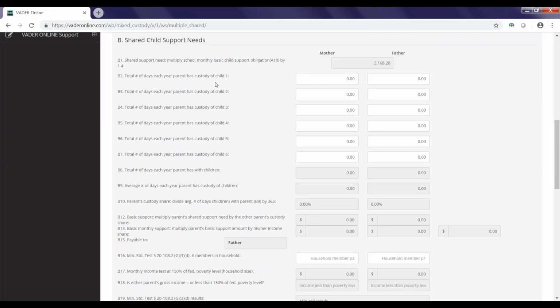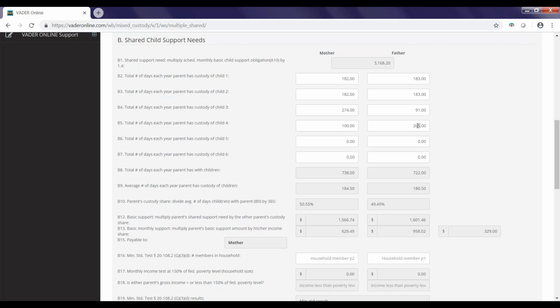So the first thing we need to do is figure out the number of days that each party has each child. So for child number 1 and 2, let's assume that the parties have roughly equal time with child number 1 and 2. For child 3 and 4, let's say that for child 3, dad has child 3 for only 91 days, just enough to throw him into the shared custody guideline. We enter that information. Now let's assume that mom is in a similar situation with child number 4. Let's say that she has child number 4 for 100 days.